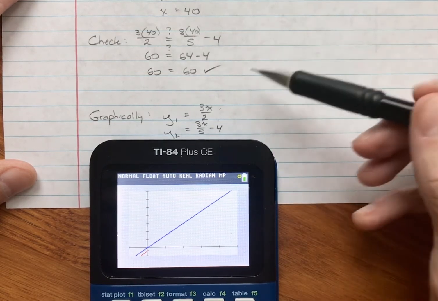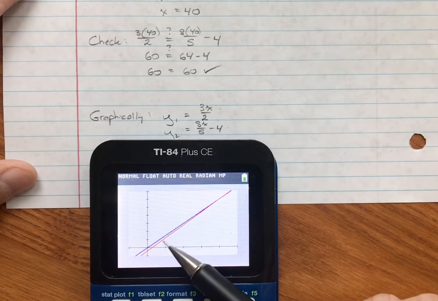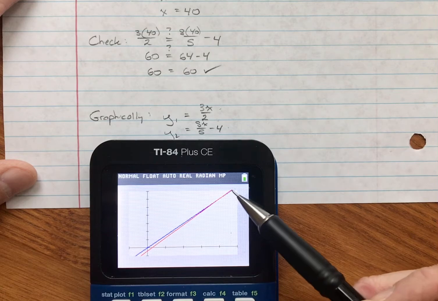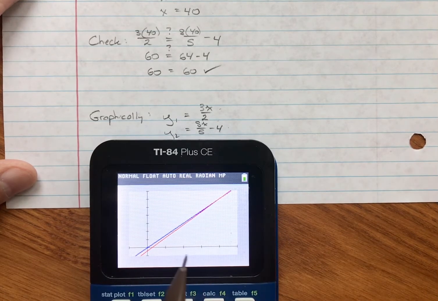Here comes equation 2, 8x over 5 minus 4. Yep, they're intersecting. It's coming in very slowly, but they're definitely intersecting. There are two lines intersecting somewhere around here. Well, our calculator will tell us.